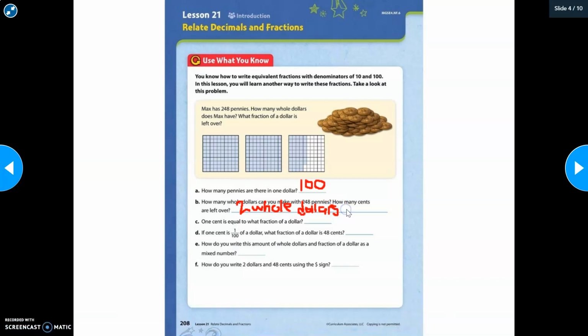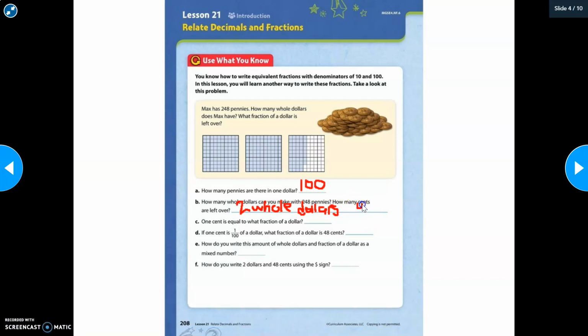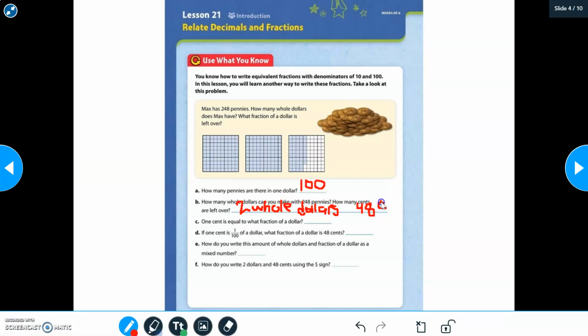Okay, so it says how many cents are left over. Now, we know that in 2 whole dollars, that will be 200 pennies. So 248 minus 200 is equal to what? You got it, 48. It's going to be 48 cents left over. We'll just put the little cent sign.